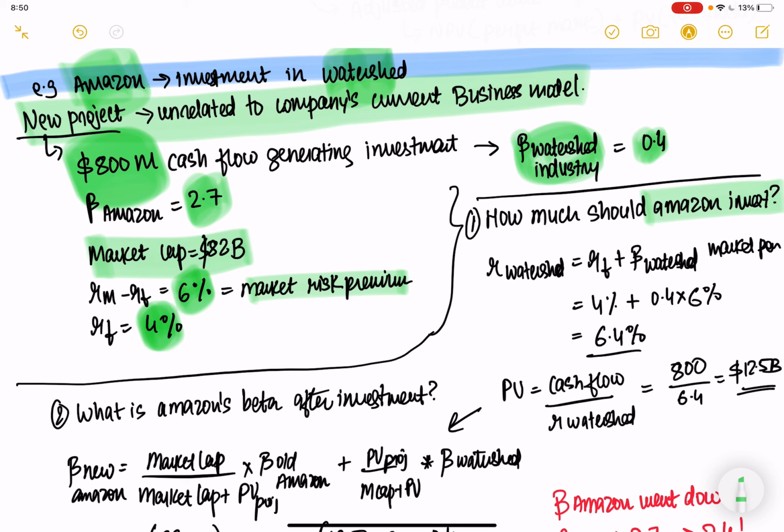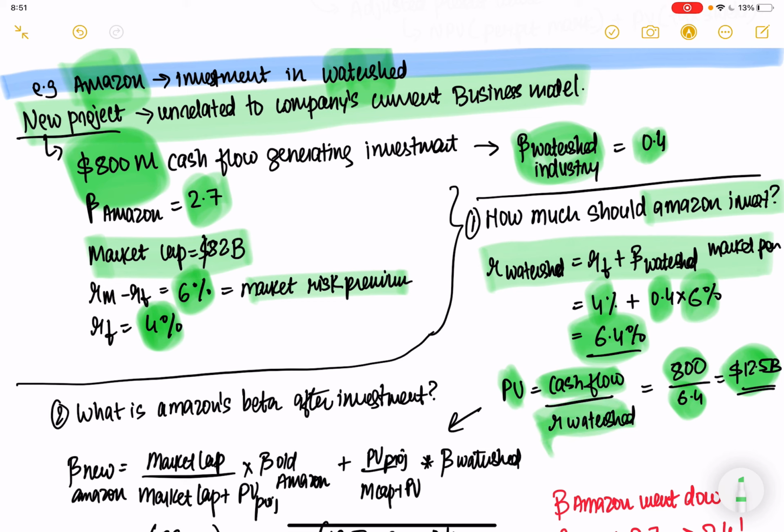Amazon should invest based on what return it is expecting, right? So what is the return that it expects? It expects the risk-free rate plus the beta of watershed times the 6% market premium. So the cost of capital for this project is 6.4%. And if it generates 800 million at 6.4%, then it should be willing to pay $12.5 billion. So the present value of a cash flow of 800 million at a 6.4% cost of capital would be 12.5 billion.